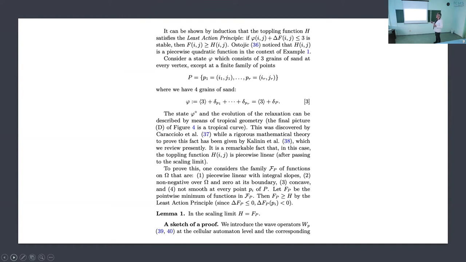Now we want to find h, so that this plus the Laplacian of h is less than or equal to 3, at least the smallest h that does this. That's what we want to do. And we want to show that h is the tropicalization of a polynomial.